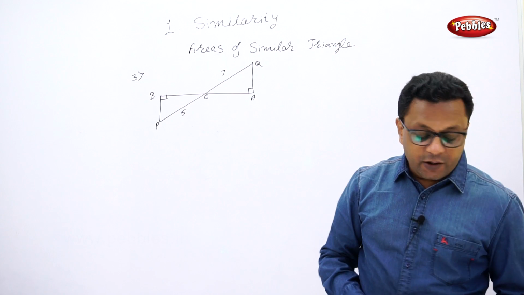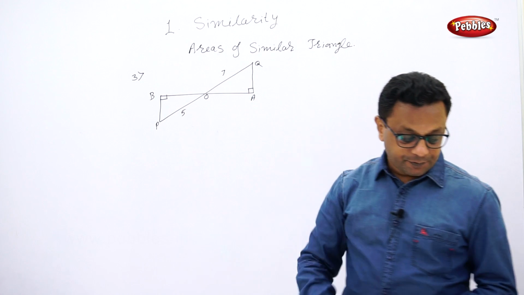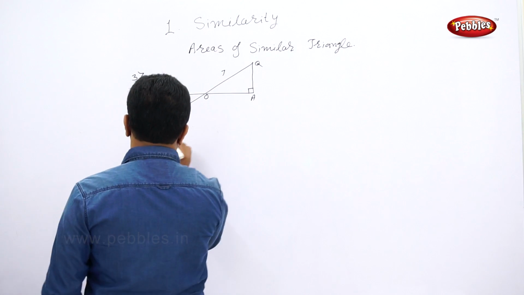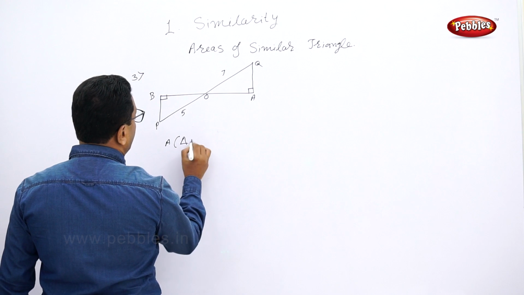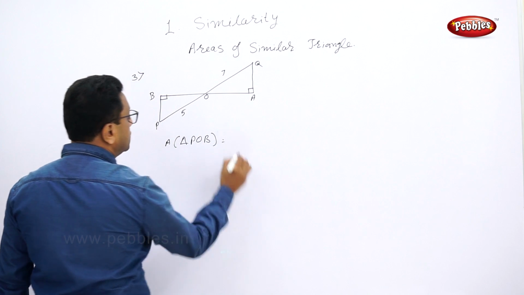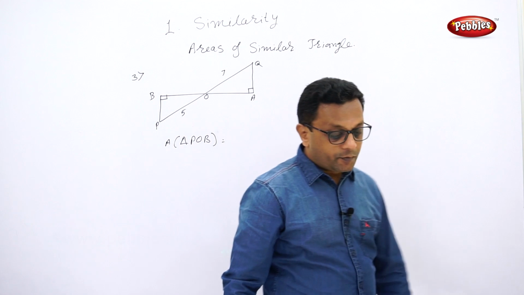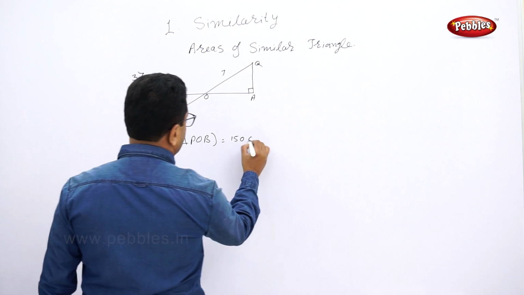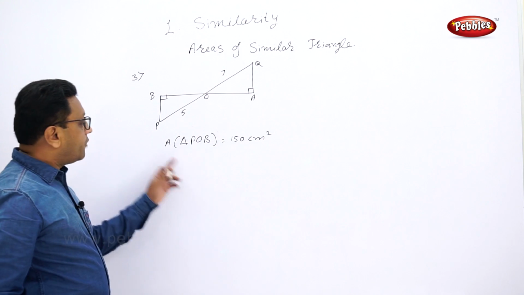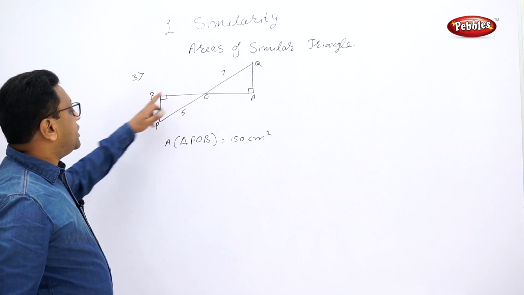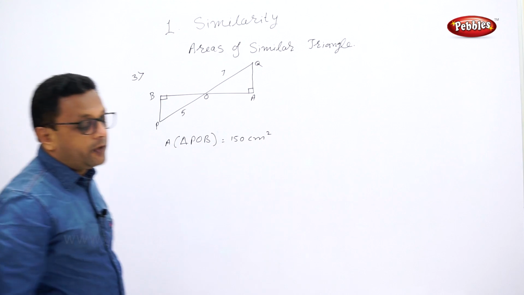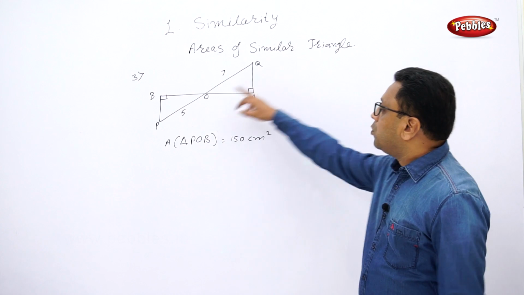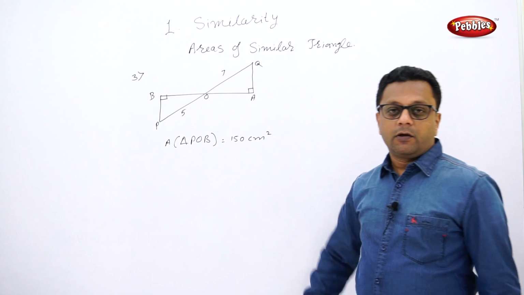If PO is 5 and QO is 7, and the area of triangle POB is equal to 150 centimeters square. Area of triangle POB is given as 150 centimeters square. We have to find out the area of triangle QOA. This triangle, QOA, whose area we have to find out.